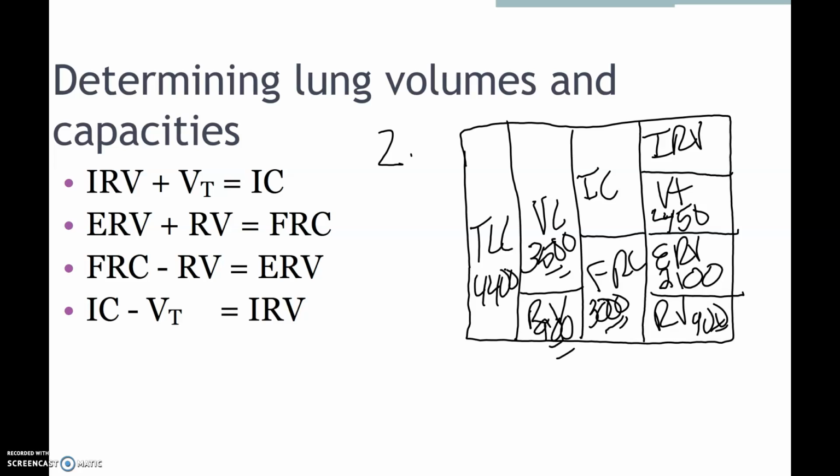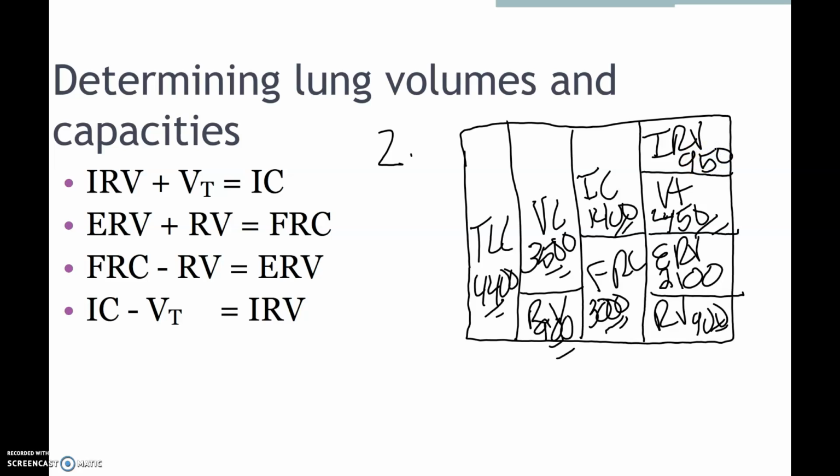So now we can figure out our inspiratory capacity. If we take our total lung capacity of 4,400, subtract off the FRC of 3,000, we would be left with an inspiratory capacity of 1,400 milliliters. And now we can find our IRV by taking our inspiratory capacity and subtracting off our tidal volume of 450, and our IRV then is left with 950 milliliters. And that is number 2.